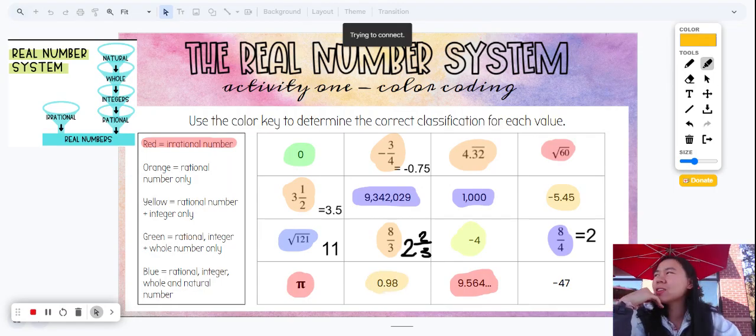And then negative 47, that is an integer. It is not whole because it's not positive. It's integer, and marble drops down, also rational. So integer and rational. Yellow. Okay, that is the first slide. Hopefully that makes a little bit more sense doing it along with me. I'm going to move on to the next one.